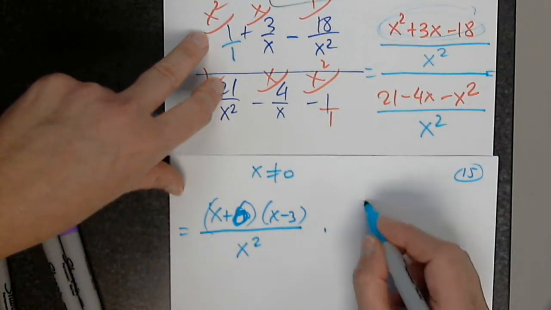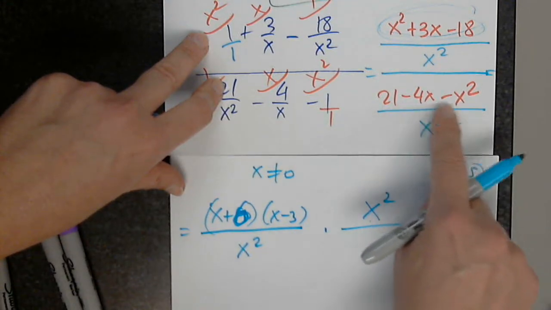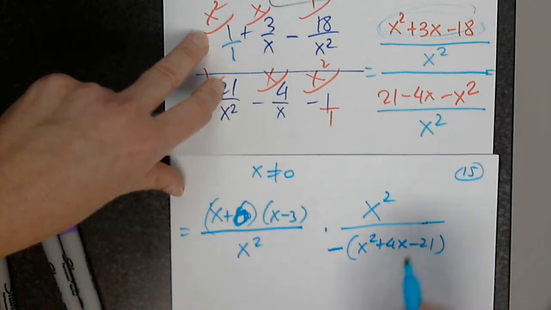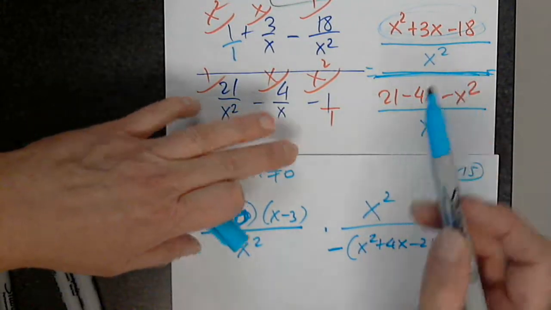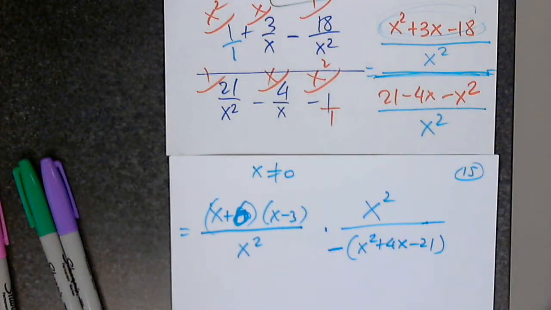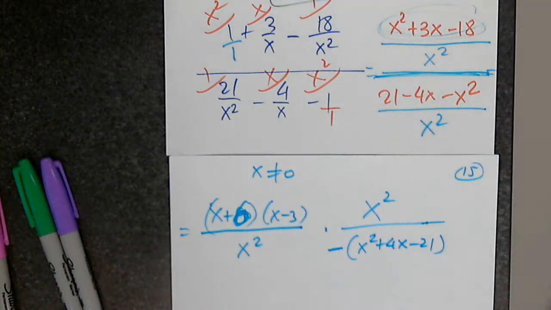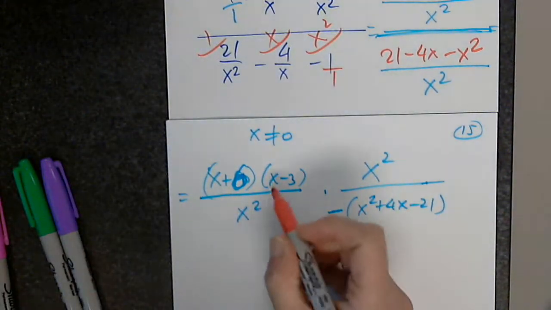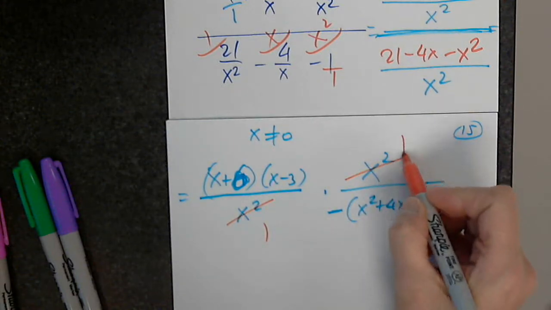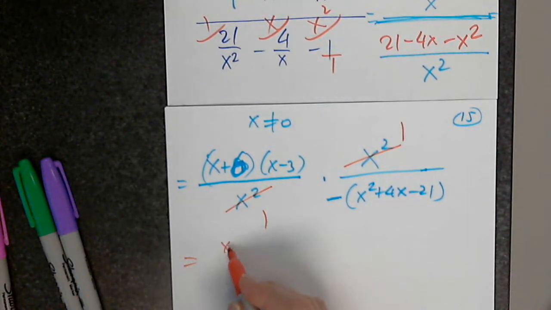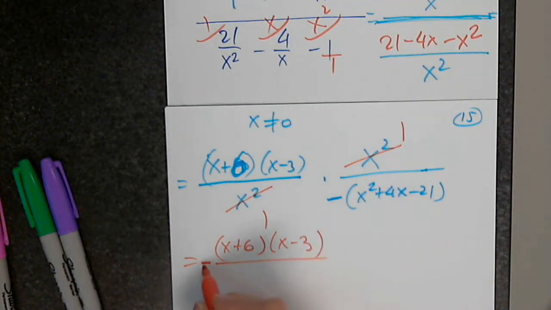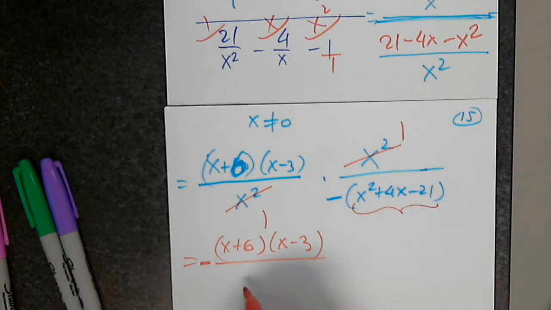Good. And then times x squared over, and now I have to fix this as you said, negative x squared plus 4x minus 21. These are two fractions that are divided. The top gets copied and the denominator gets flipped. Now I have to factor the denominator. I am allowed it because this is a product and I already stated the necessary restriction. I can do this. These can go away. So then I have x plus 6, x minus 3. I can put the minus in front, this negative in front here. And then I have to factor this into x plus 7 and x minus 3.